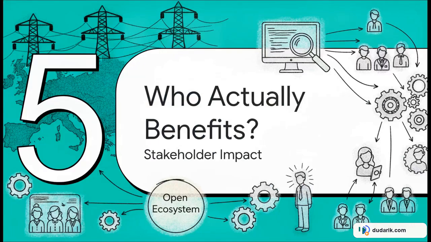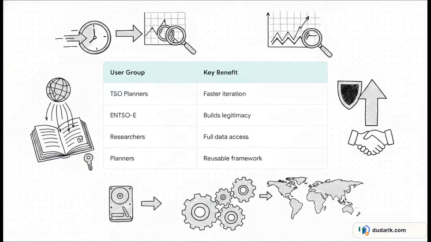Section 5. Who actually benefits? And this brilliantly illustrates exactly how this open ecosystem ripples outwards. For transmission system operator planners, they get way faster iteration and the ability to easily run sensitivity analyses. For ENTSO-E leadership, having this open to independent community benchmarking just builds massive legitimacy for their long-term plans. For researchers, wow, they finally have full access to a pan-European model calibrated to the official 2024 TYNDP data. And perhaps the coolest part, for global planners completely outside of Europe, this provides a highly reusable, open-source framework that they can just adapt for their own regional energy planning.